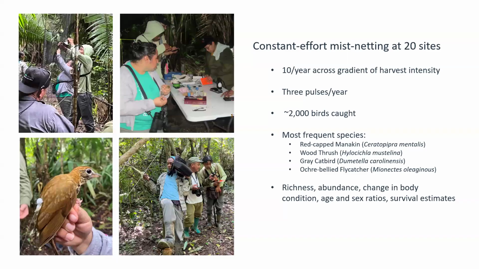And so we just wrapped up the second field season of a 2-year study, and part of it was a constant effort mist netting study at 20 sites across that gradient of logging intensity. And from this, we'll look at metrics like species richness, abundance, age and sex ratios, and performance-based metrics like change in body condition over time and survival for as many species as we can.